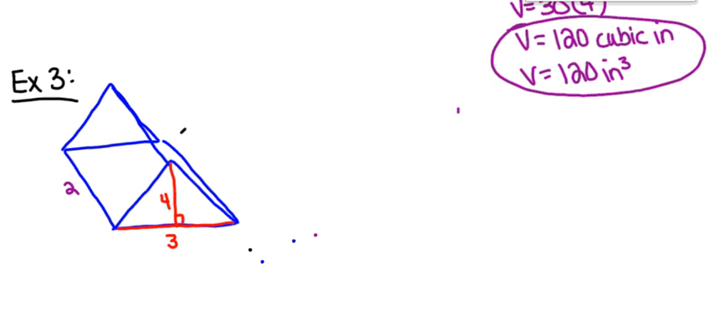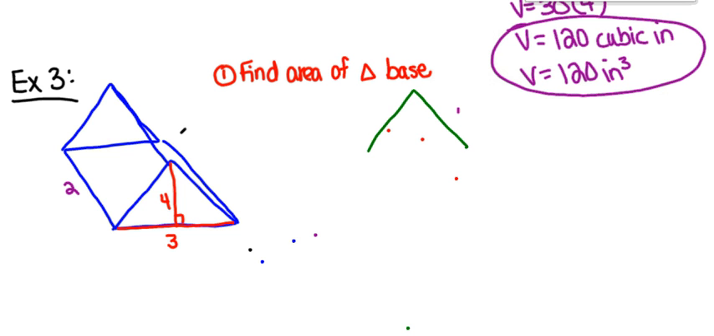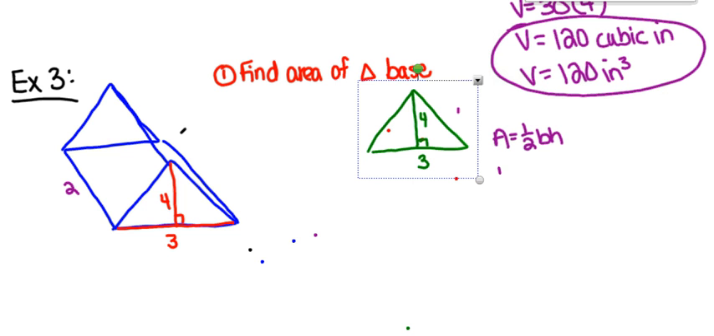Well, you guessed it, folks. It's the same 3 steps. First thing I'm going to do is find the area of the triangular base. And again, if it's easier, draw that triangle separately so that you can really pay attention to the dimensions on the triangle and don't get mixed up with some of the other things that are going on in the picture. So area equals 1/2 times base times height.